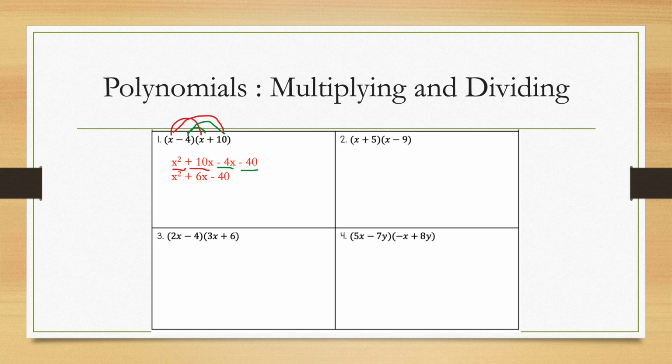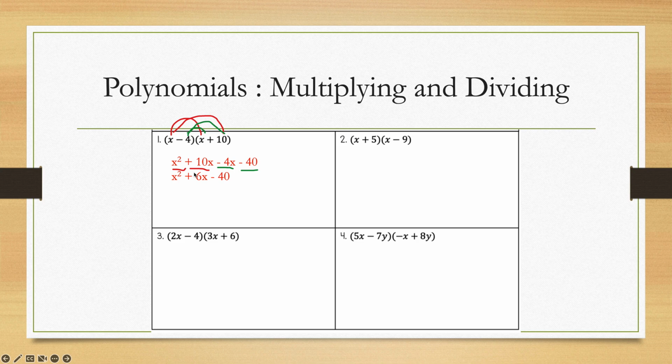So for instance, you guys know how to distribute. What I'm going to do here is, instead of calling this FOIL, call it double distribute. So I'm distributing across the x plus 10. What am I distributing? I'm distributing both the x and the negative 4. First I distribute the x, and that's the two red hoops. So x times x is x squared, and x times 10 is 10x. Now I've distributed the x.